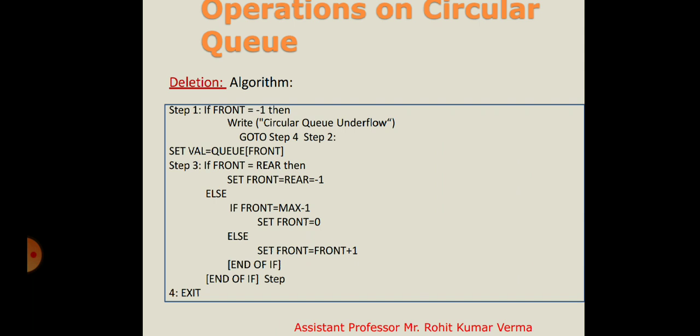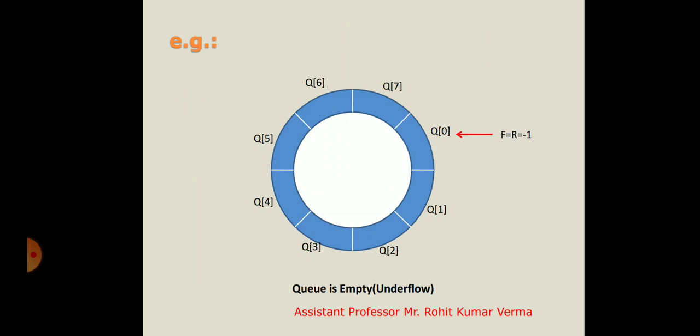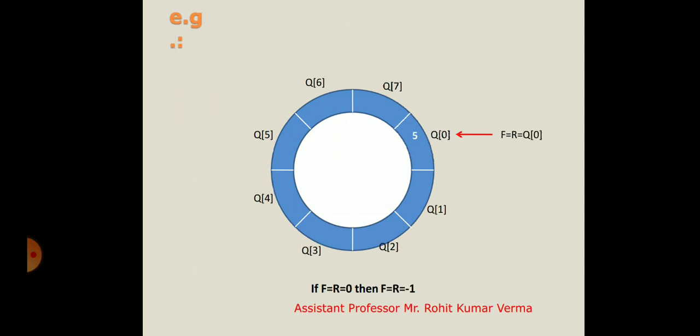We are moving to step 3, where if the front is equal to rear, then front is equal to rear is equal to -1. What is this? Now in this image you can see, for underflow our front and rear end will point to -1. Second thing, when our front and rear is equal to 0.